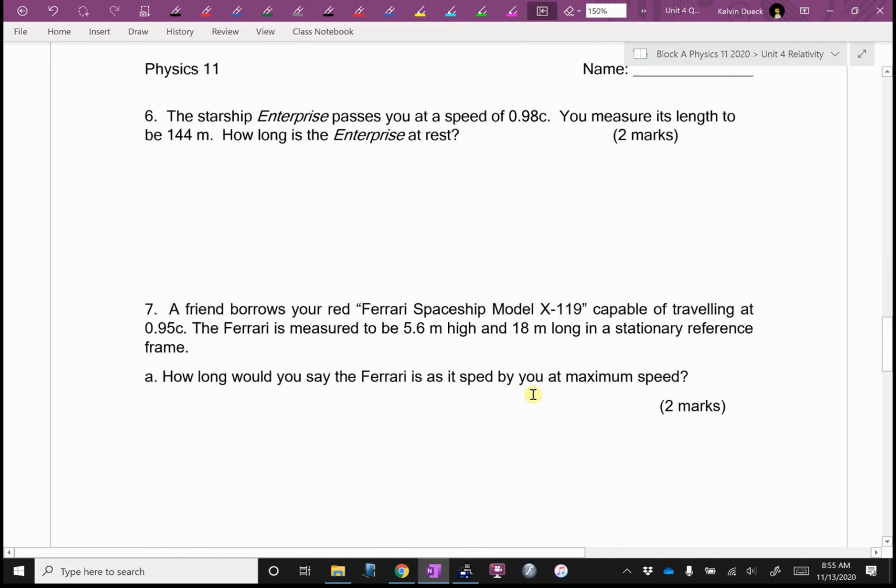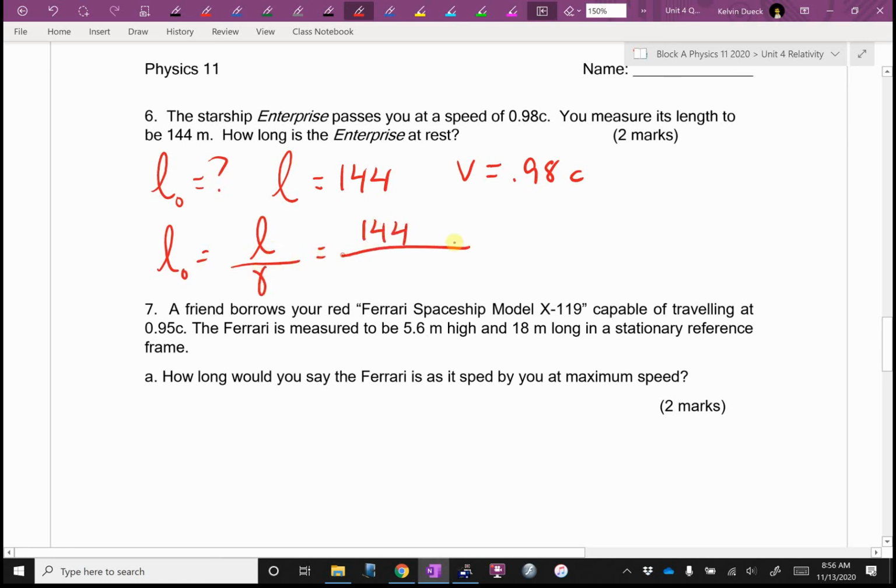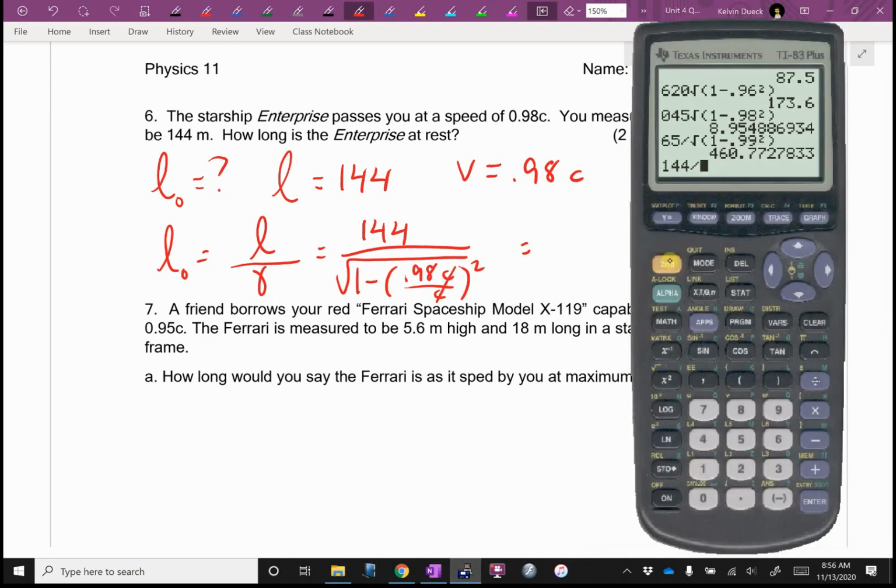The Starship Enterprise passes you at a speed of 0.98 c. You measure its length to be 144 meters. How long is the Enterprise at rest? So I think this is asking me to find L0. I think L is what I measured when it went zipping past me. 0.98 c. So L0 is L divided by the gamma thingy. I think it's going to be 144 divided by the square root of 1 minus 0.98 c over c all squared. 144 divided by the square root of 1 minus 0.98 squared.